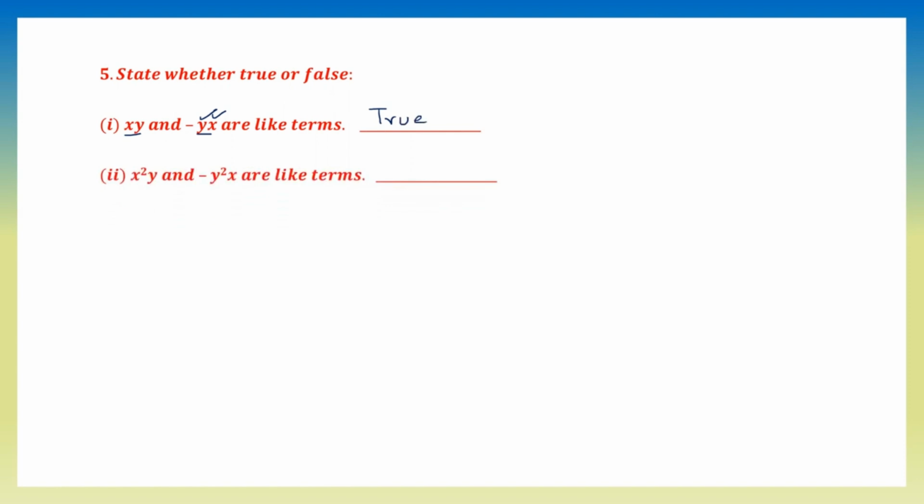x square y, that means 2 of x and 1 of y. Now here there are 2 of y and 1 of x, and the statement says they are like terms, which is wrong. They are unlike terms. Next one, a and minus a are like terms, which is true. There is 1a here and there is 1a here. The sign doesn't matter. So this is true.